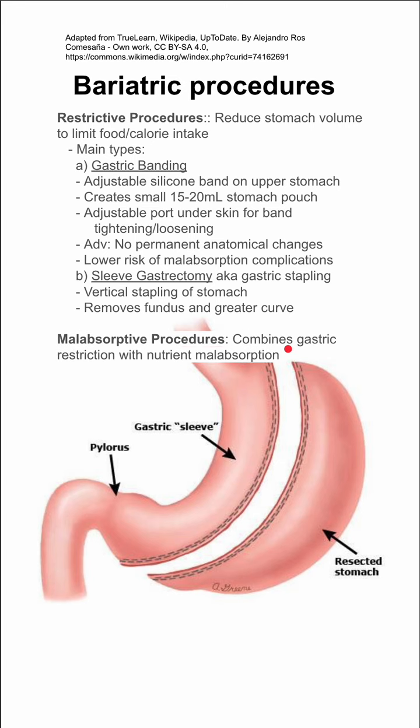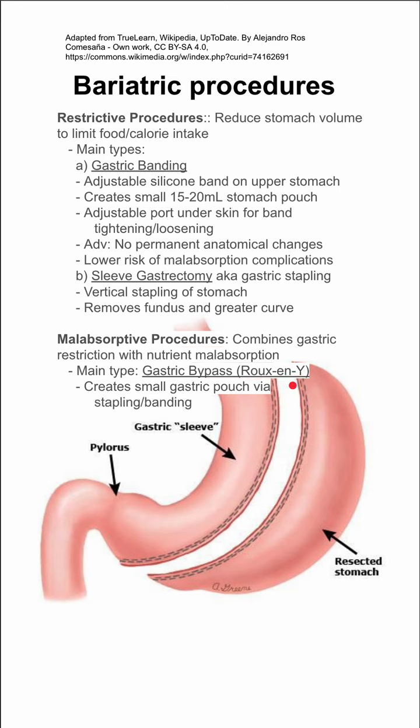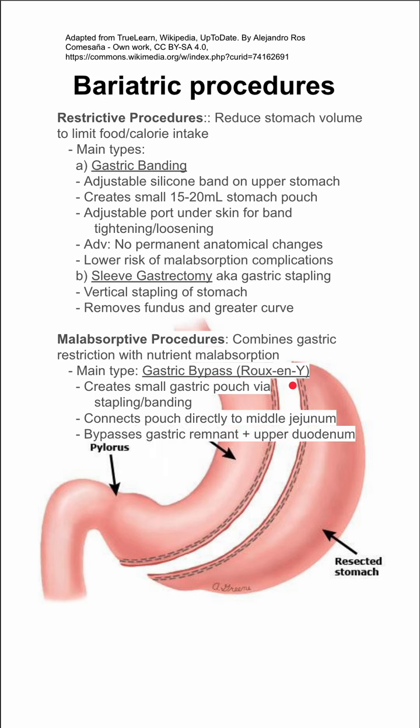The other big bucket is malabsorptive procedures. These combine gastric restriction with nutrient malabsorption. The main type is gastric bypass. The most common is called Roux-en-Y gastric bypass. This creates a small gastric pouch by stapling or banding, and it connects the pouch directly to the middle jejunum. You bypass the gastric remnant and the upper duodenum.